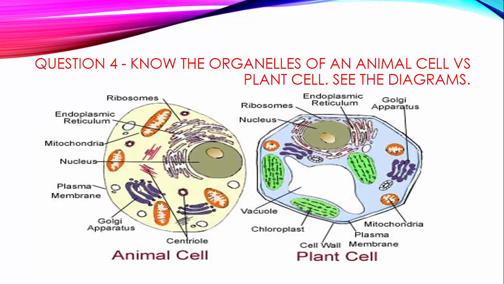All right, so know the organelles of an animal cell versus the plant cell. You can see the diagram. I copied and pasted it from the bottom of your sheet here. You need to know that ribosomes make proteins. You can find ribosomes on the rough ER, the rough endoplasmic reticulum. That deals with making proteins. We'll get to that a little bit later.